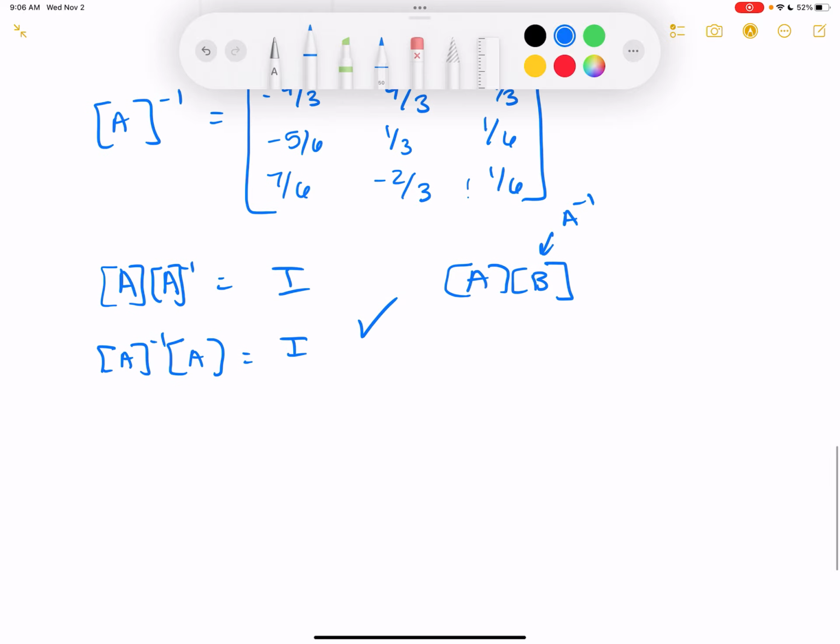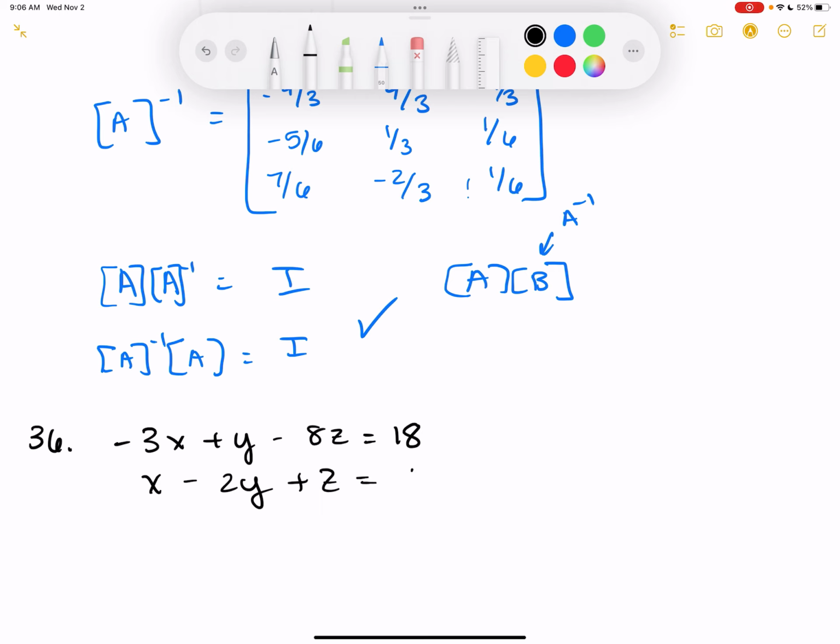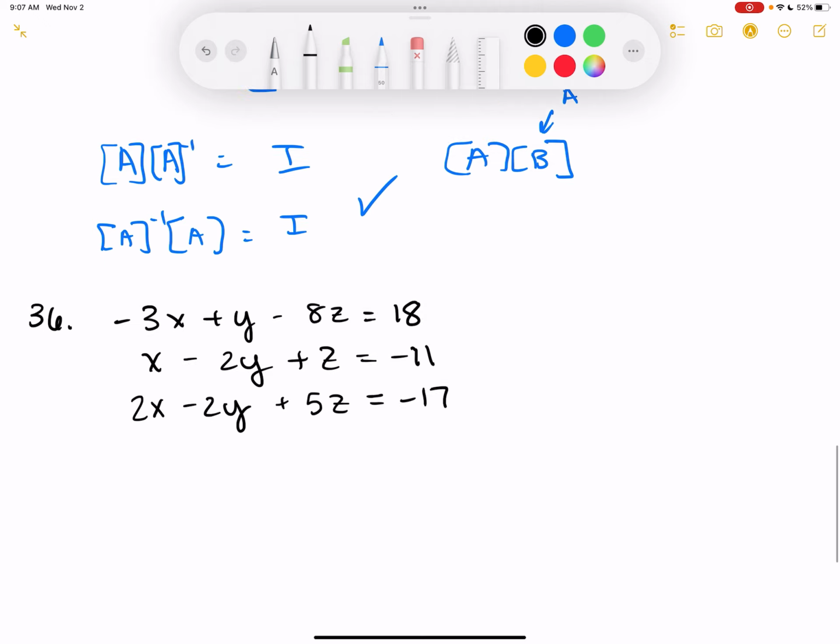So I'm going to set up the problem that we're going to do. So number 36, we have the system -3x plus y minus 8z is equal to 18. And make sure that the order is lined up. So if you end up with one where the letters are out of order, you've got to make sure you put them in the right order. Okay. Then x minus 2y plus z equals -11. And then 2x minus 2y plus 5z equals -17.